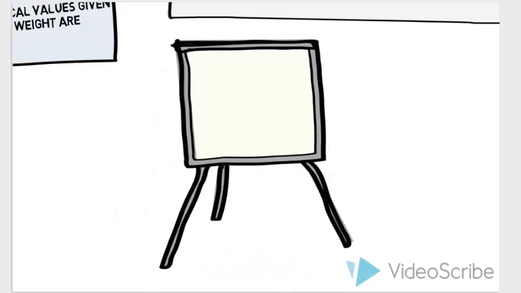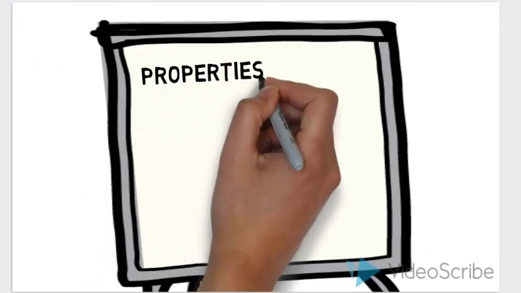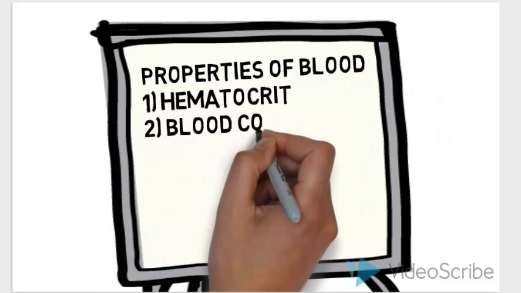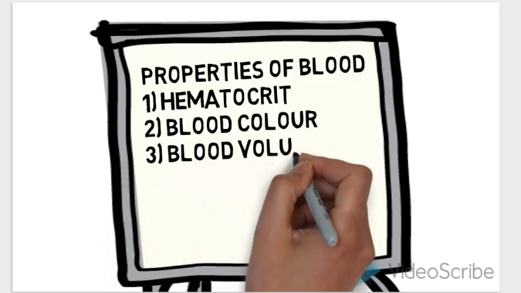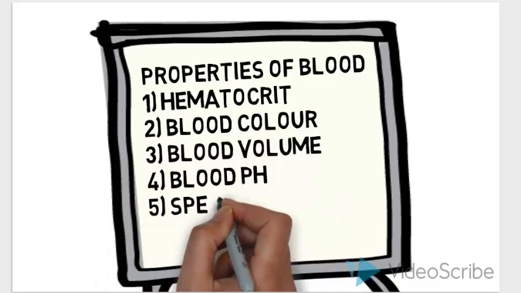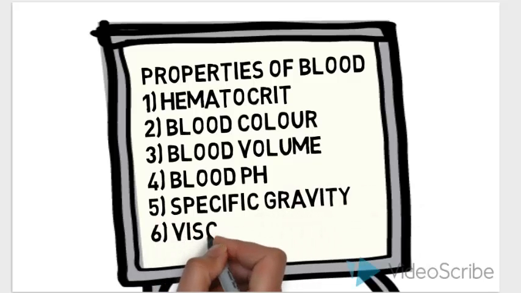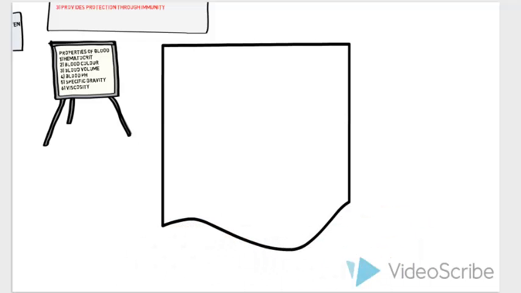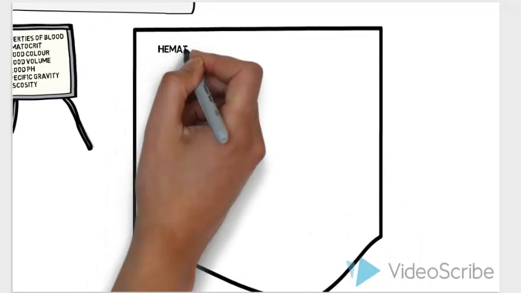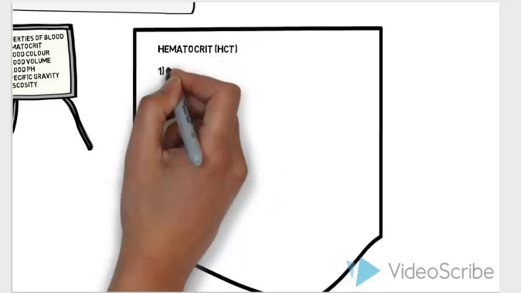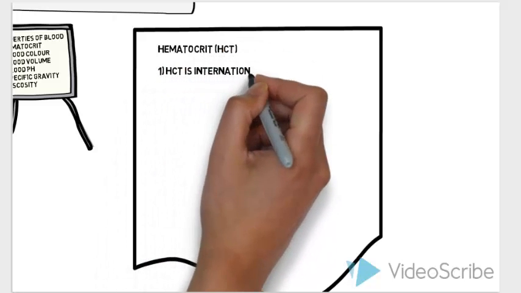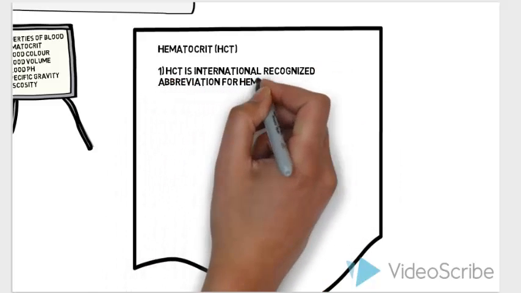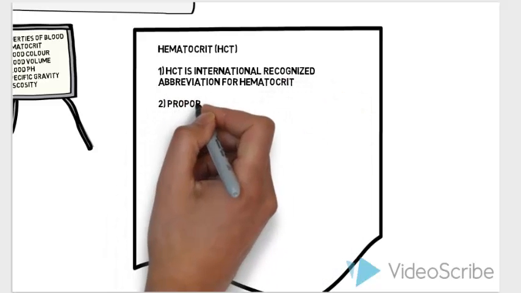Properties of blood. There are 6 properties: hematocrit, blood color, blood volume, blood pH, specific gravity, and viscosity. Now come to hematocrit. HCT is the internationally recognized abbreviation for hematocrit. Proportion of cells to plasma is the general definition of hematocrit.